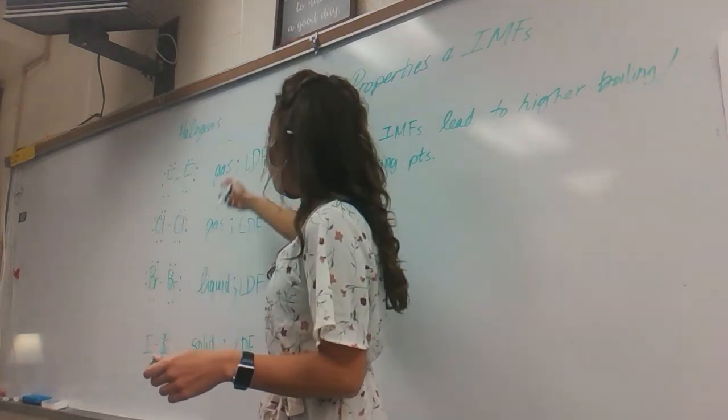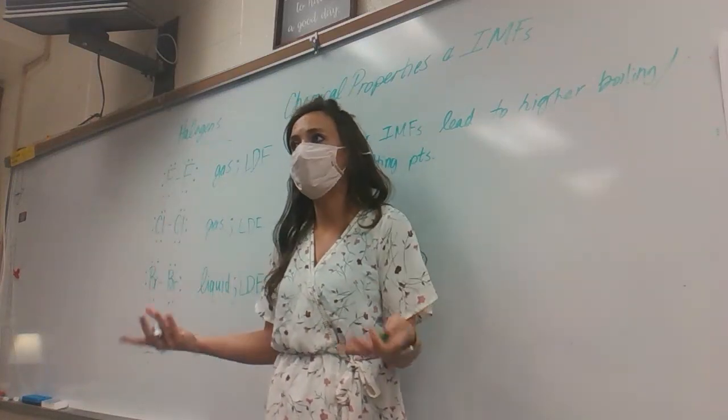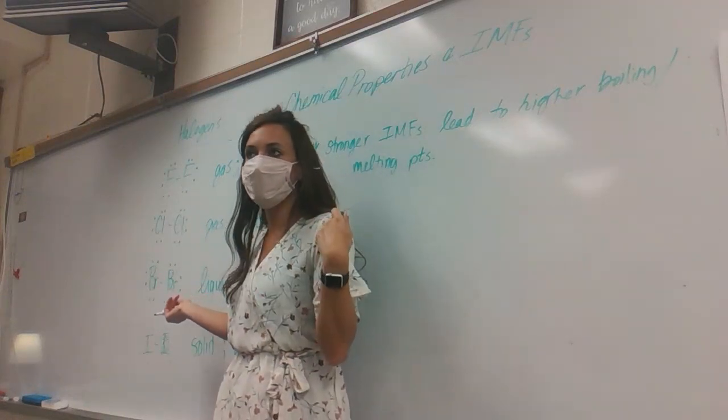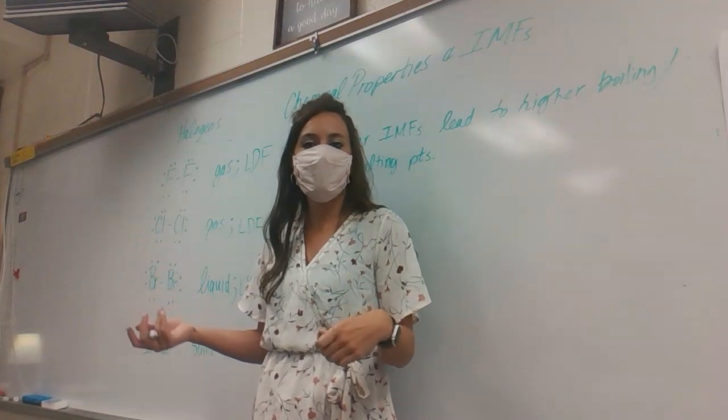So here, gas, gas, liquid, solid. The size of the electron cloud matters. Bromine and mercury are the only two on the periodic table that are liquids at room temperature. Everything else is either a gas or a solid.